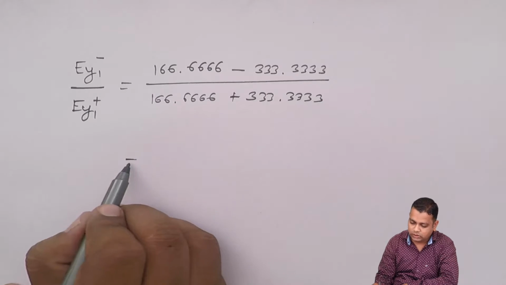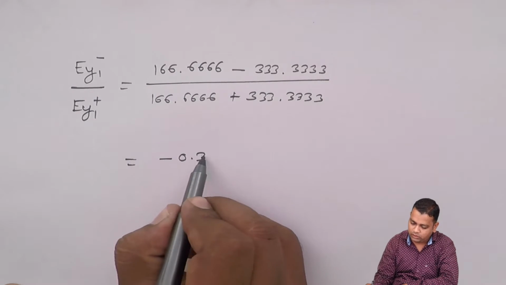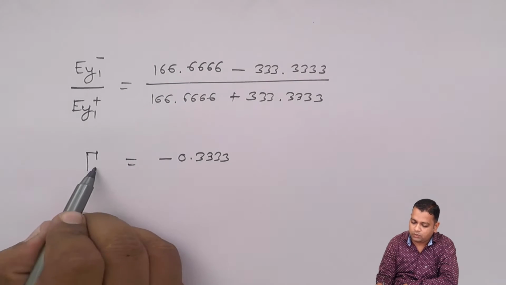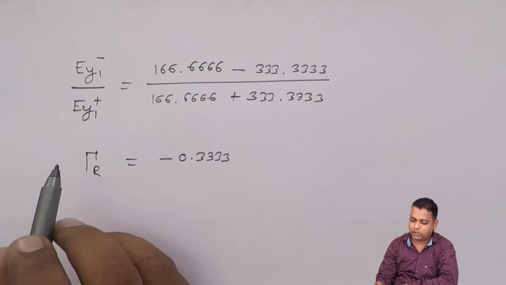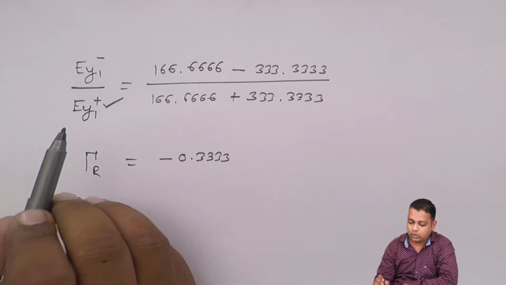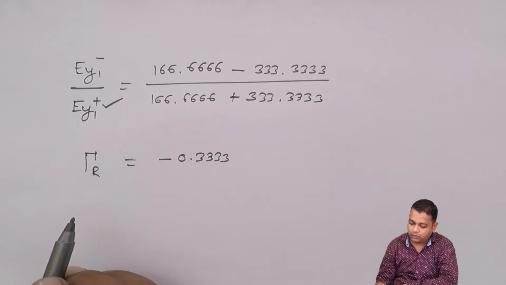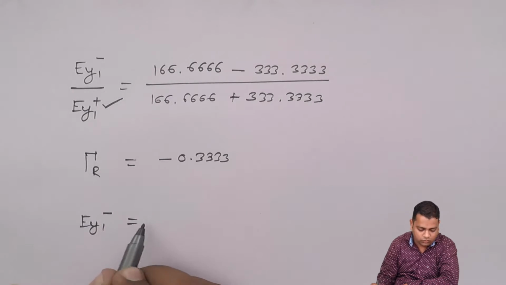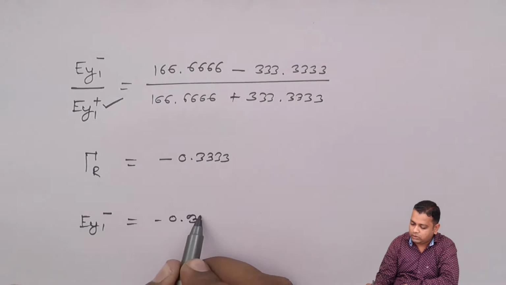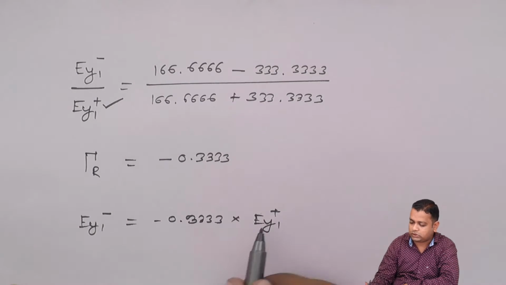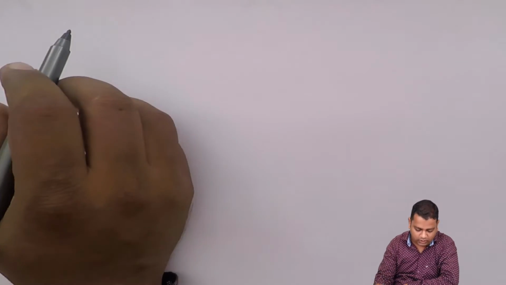So this gives us the result, that is minus 0.3333. So we have obtained the reflection coefficient. It is this particular ratio, EY1 negative over EY1 positive, where EY1 positive is the incident wave, which is already available to us. Therefore, we can obtain EY1 negative, that is minus 0.3333 in multiplication with the available EY1 positive incident wave. This multiplication shall give us the magnitude.